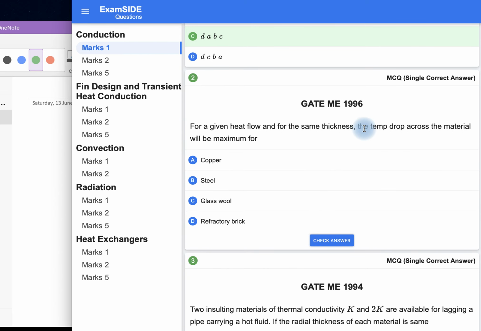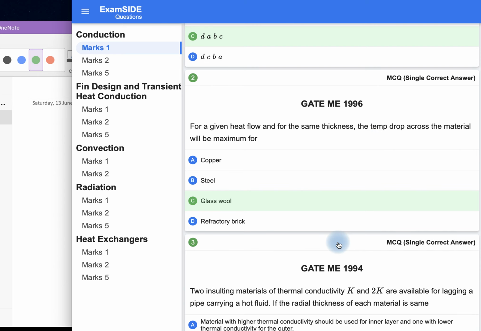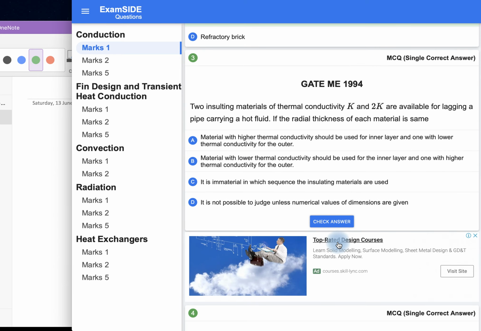For a given heat flow and the same thickness, the temperature drop across the material will be maximum for the one whose conductivity is very less. The temperature drop will be maximum for that material. So answer is glass wool.